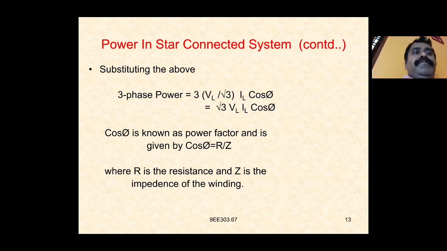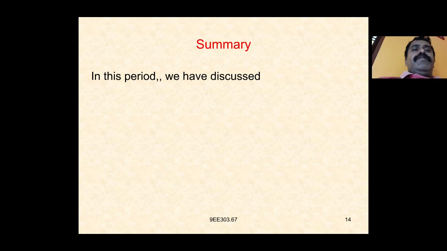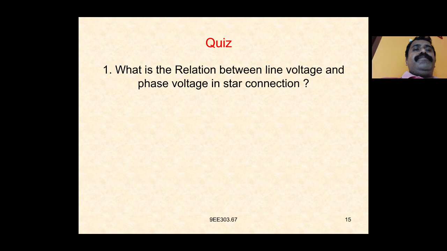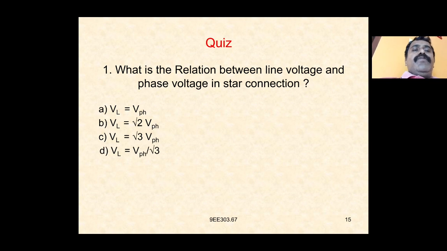So in this period we have discussed the star connection: line current is equal to phase current, line voltage is equal to root 3 of phase voltage, power P is equal to root 3 VL IL cos phi, power factor cos phi is equal to R by Z. So what is the relation between the line voltage and the phase voltage in star connection? VL is equal to V phase, VL is equal to root 2 of V phase, VL is equal to root 3 of V phase, VL is equal to V phase by root 3.